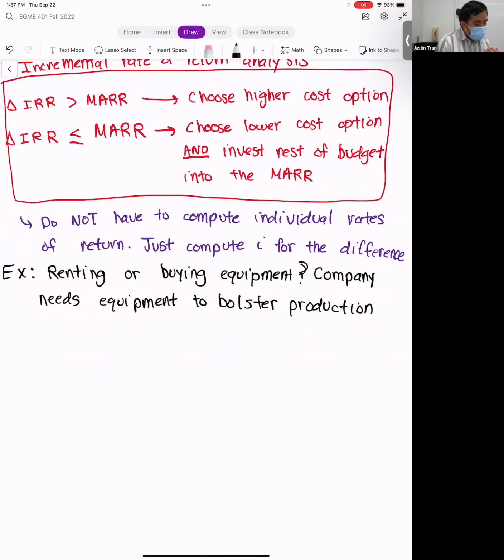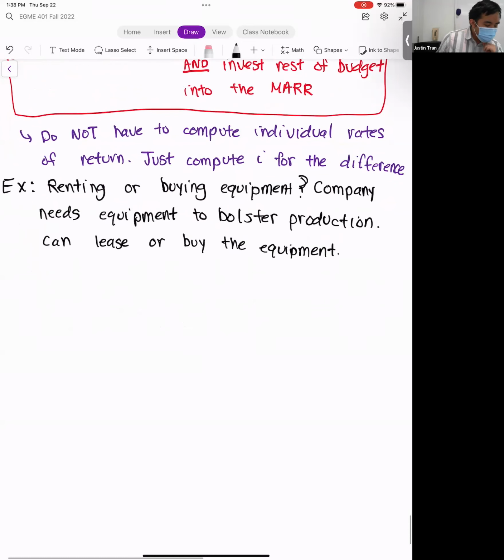And they have the option to either lease it or to buy it. All right, and the terms of the lease are actually a month by month term. If the company were planning to lease it, they would have to pay a fee each month. And so here's how the payment structure breaks down.